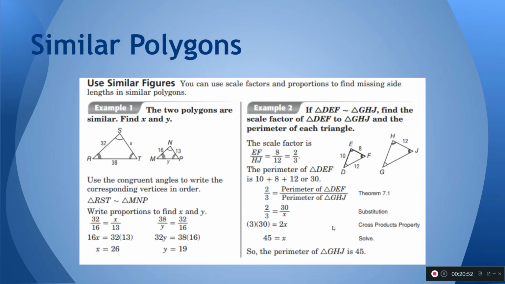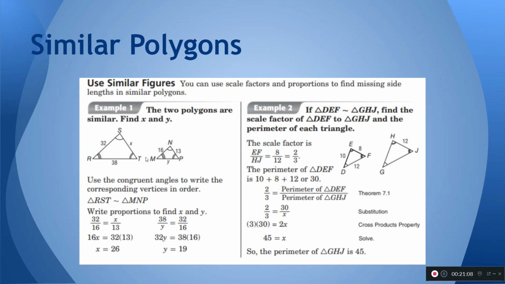Let's move on to using similar figures. Using similar figures, you can use scale factors and proportions to find missing side lengths of similar polygons. So the two polygons are similar, find x and y.